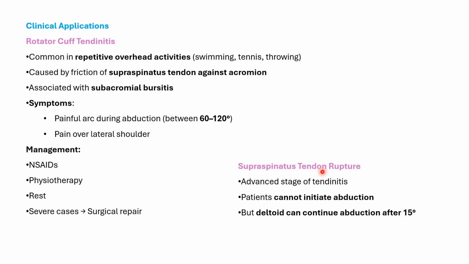And supraspinatus tendon rupture is the advanced stage of tendinitis. The patient cannot initiate abduction, because the supraspinatus tendon is involved in initiating abduction. But the deltoid can continue abduction after 15 degrees.